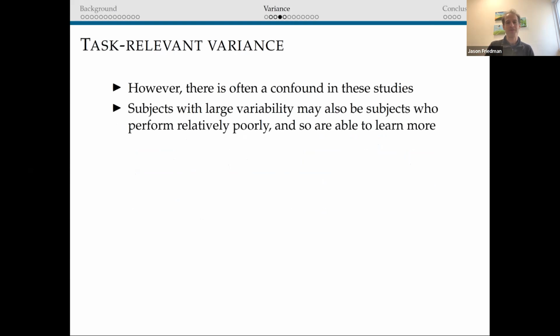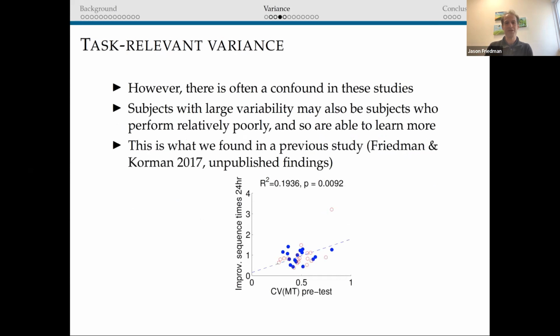There is, however, a confound in some of these studies based on what we've seen from our previous work. The confound might be that the subjects that have a lot of variability initially may also just be subjects who perform relatively poorly. Because they're not very good to start with, they have a lot of variability, and so then they're able to learn more. We know the subjects that are bad in general have more room to improve.